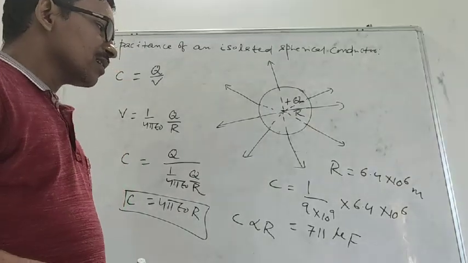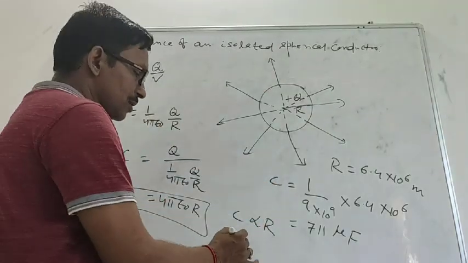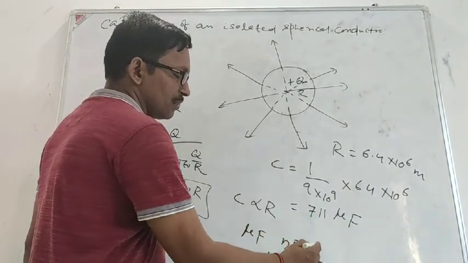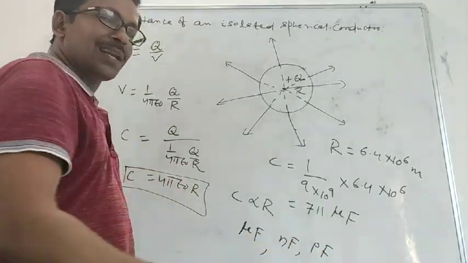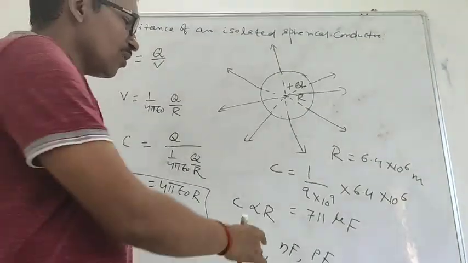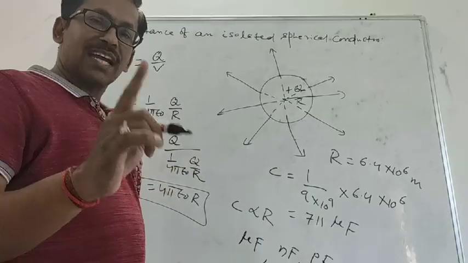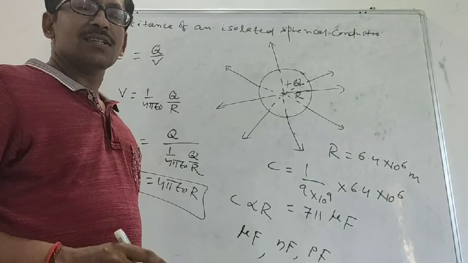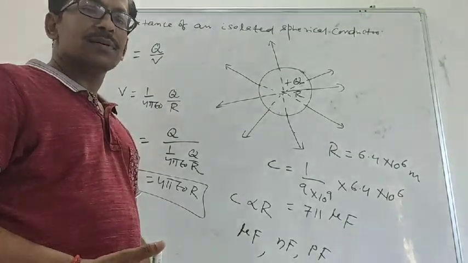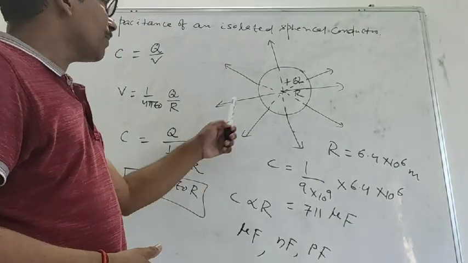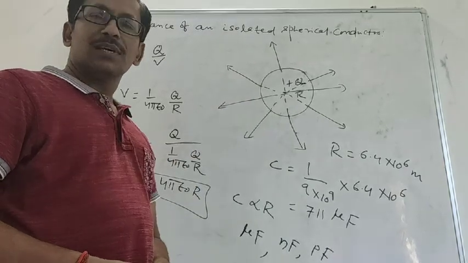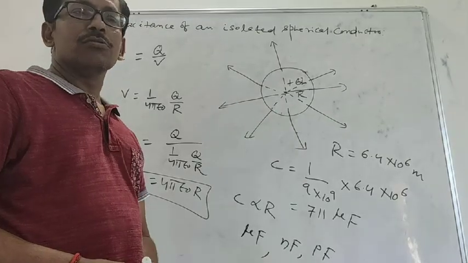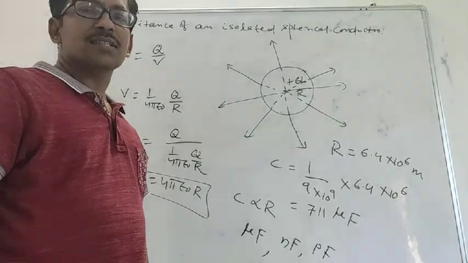So practically, the units of capacitance used are microfarad, nanofarad, picofarad, etc. Microfarad is 10 to the power minus 6 farad, 1 nanofarad is 10 to the power minus 9 farad, picofarad is 10 to the power minus 12 farad. So these are the units of capacitance. Now we have found the capacitance of a spherical conductor. Afterwards we will find the capacitance for different types of charge configuration.